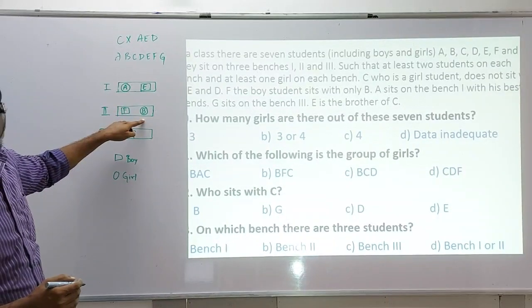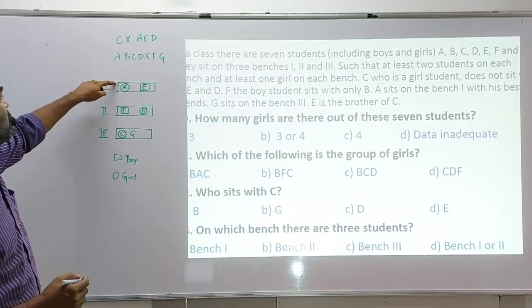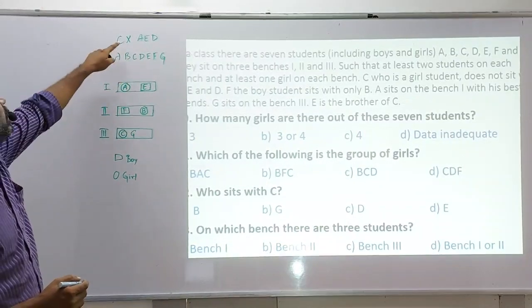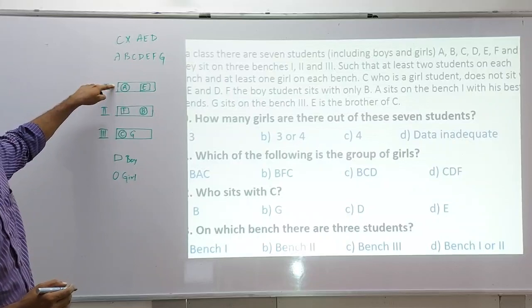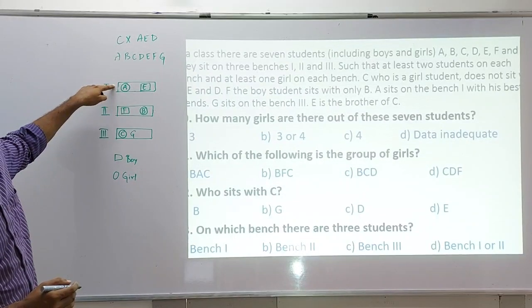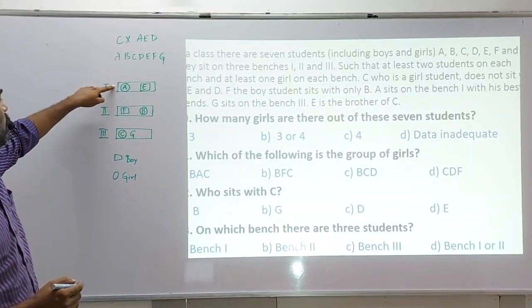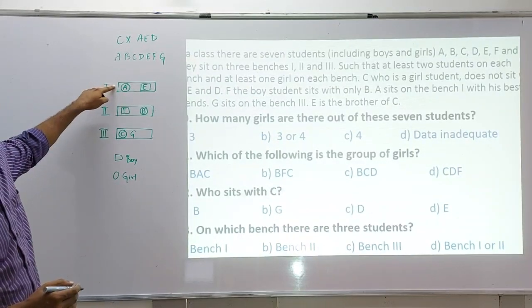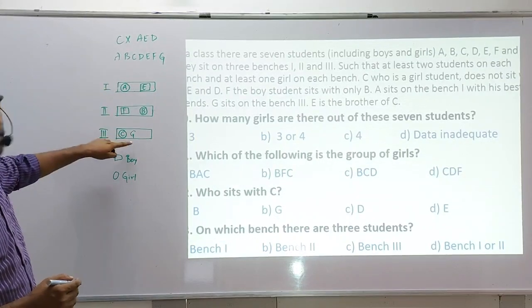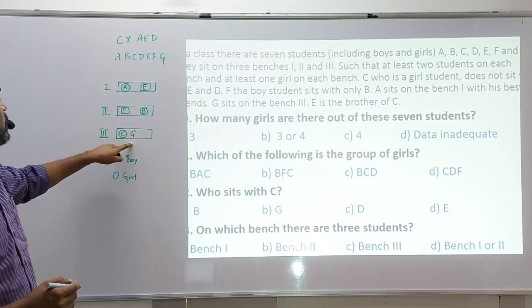A sits on bench 1. So if A is sitting here, C cannot sit here, because C does not sit with A and D. A sits on the first bench with his best friends. Best friend means more than one can sit on the first bench. G sits on bench 3. G sits here.